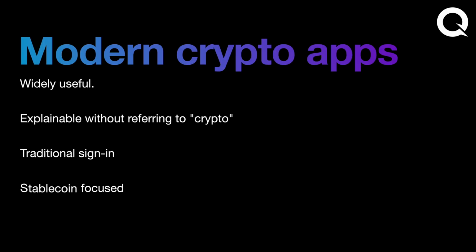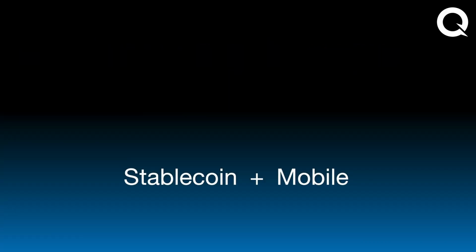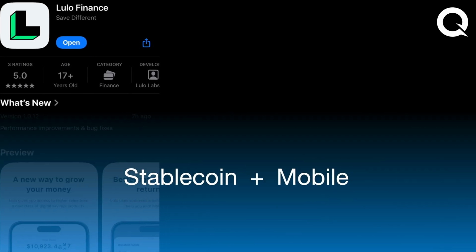They don't know and they don't care about the native token of any blockchain. The final thing is these apps are available in the App Store where people actually get apps. So I call this stablecoin in mobile. You can also call this S&M for short. The first one I want to talk about is Lulo.